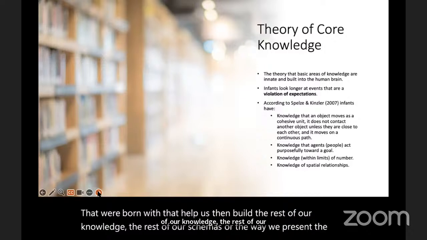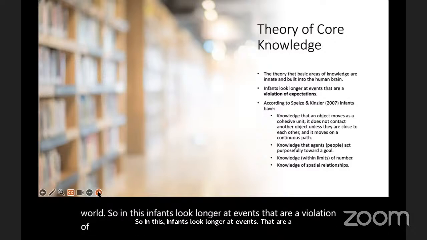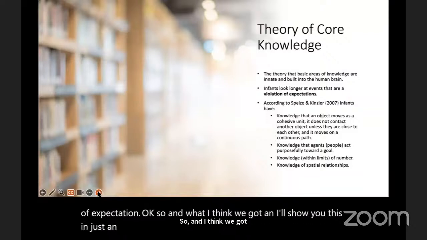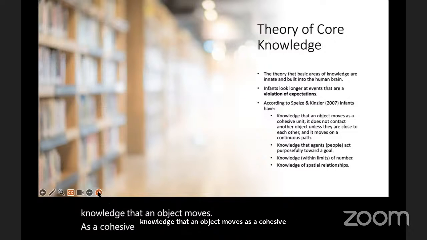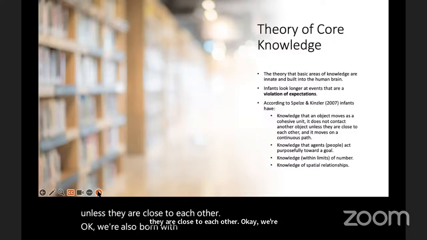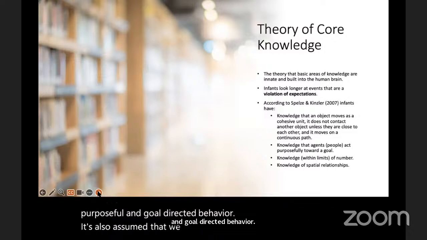The way we represent the world. So in this, infants look longer at events that are a violation of expectation, okay? I'll show you this in just an example, but according to these two psychologists, we're born with knowledge that an object moves as a cohesive unit, and it does not contact another object unless they are close to each other, okay? We're also born with knowledge that agents, people, act with purposeful and goal-directed behavior. It's also assumed that we have knowledge within limitations of numbers.